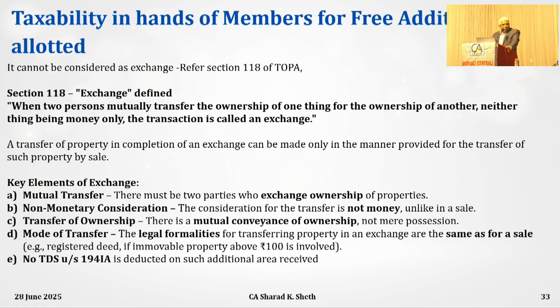Then there are no two persons. When two persons mutually transfer ownership of one thing for ownership of another thing, neither thing being money only, the transaction is called an exchange. So what does it mean? There have to be two persons, and two properties simultaneously in existence, if you want to fall within the definition of exchange.